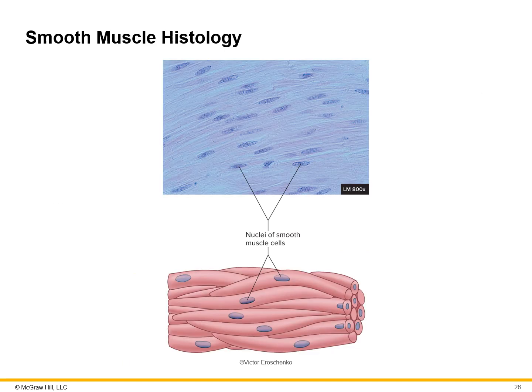Right, and looking at this, again, single nuclei here. We have the spindle shape, where it's tapered at the end. They're packed on top of each other though, and again, not striated.